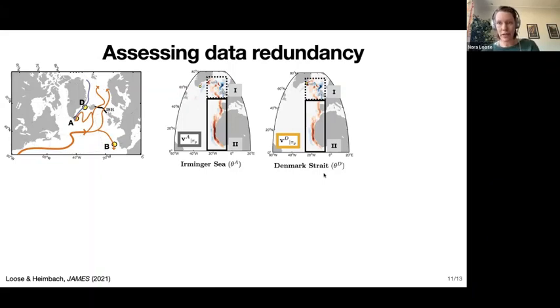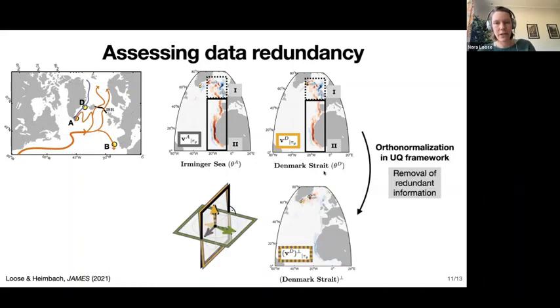And we can formally assess this data redundancy by viewing these sensitivity maps within this mathematical vector space that I mentioned on the previous slide. In this vector space, we can orthonormalize vectors, which corresponds to removing redundant information. So if we do this, we get a sensitivity map like this, right? You see that a lot of the sensitivity information of the Denmark Strait observation got removed because it was redundant.